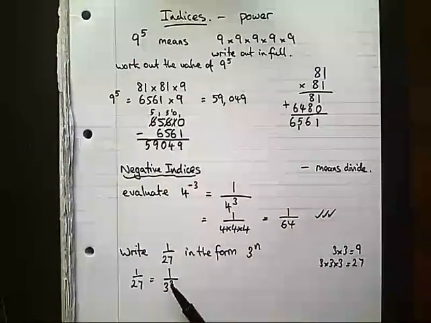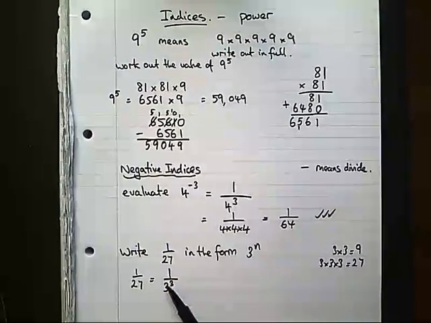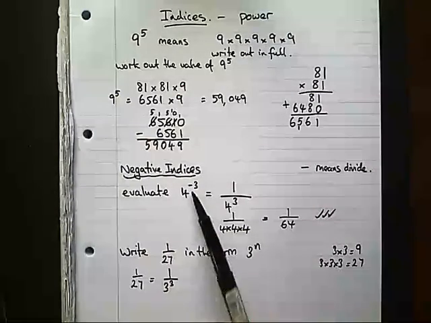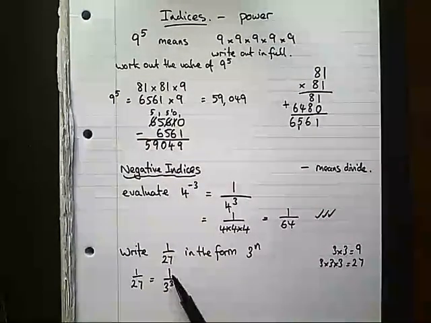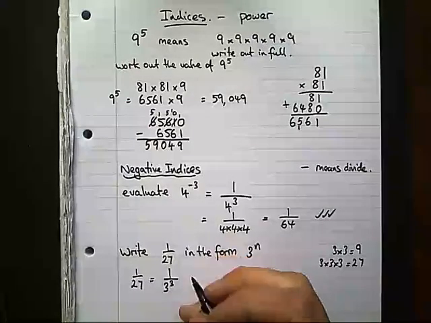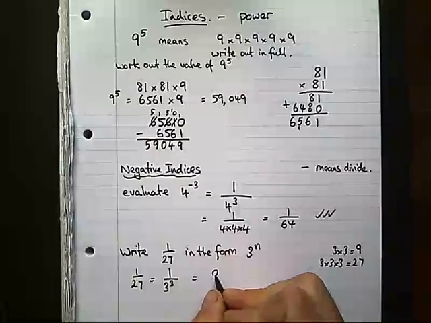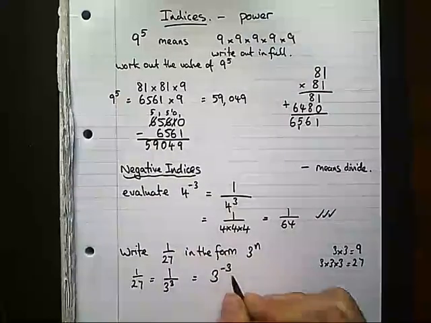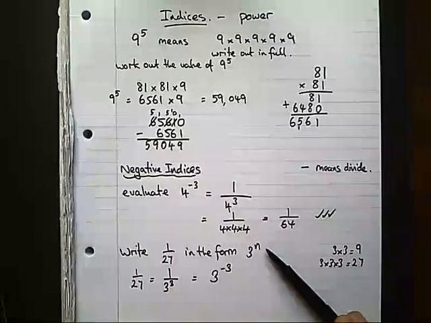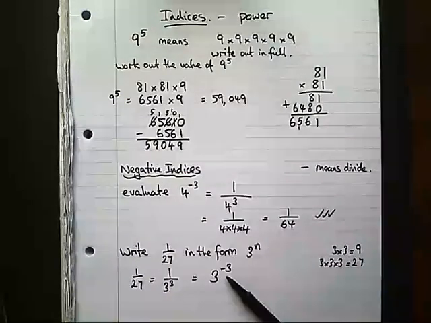And remember what this 1 divided by means. This means there's a negative in front of the power. So all I'm going to do is take away the 1 divided by and then put a negative in front of this power. So this is equal to 3 to the power of minus 3. So in this case, my n value is minus 3.